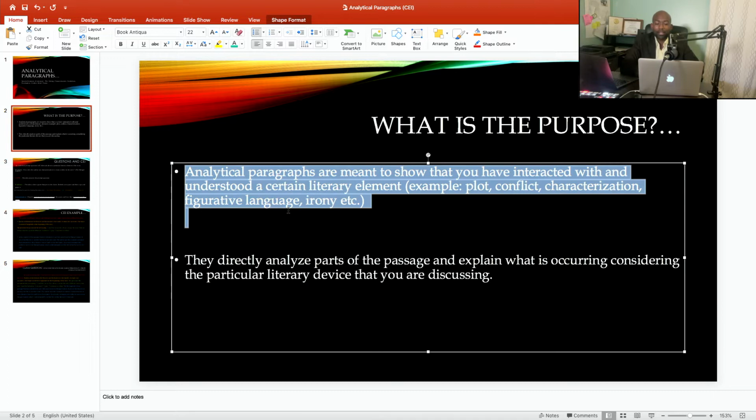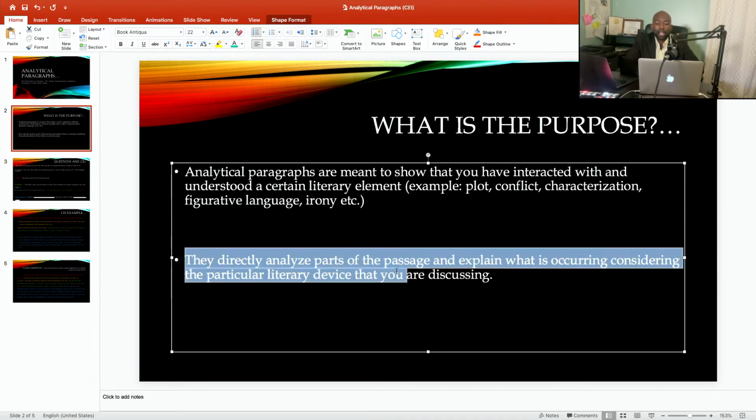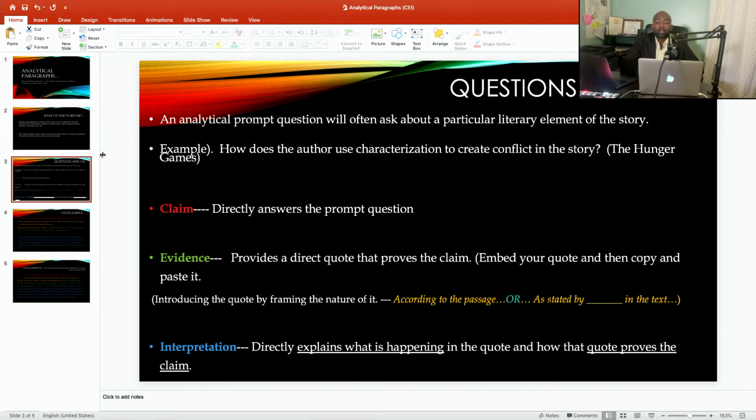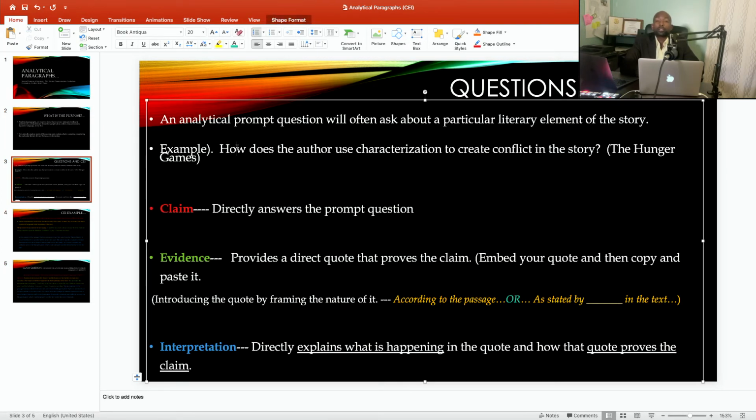That's what analytical paragraphs are for. Okay, so they directly analyze parts of the passage and explain what is occurring, considering the particular literary device that you're discussing. All right. So what does a literary analysis question look like? And so here we use a sample.